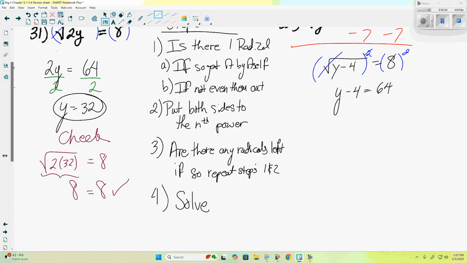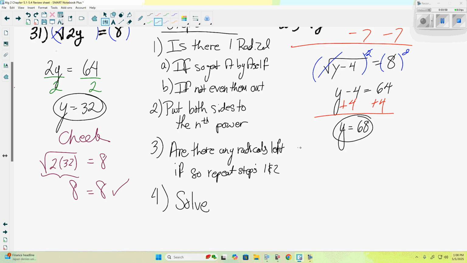Are there any radicals left? No, so now we just need to solve by adding 4 to both sides, telling us y is equal to 68. Questions? And then we can check this.